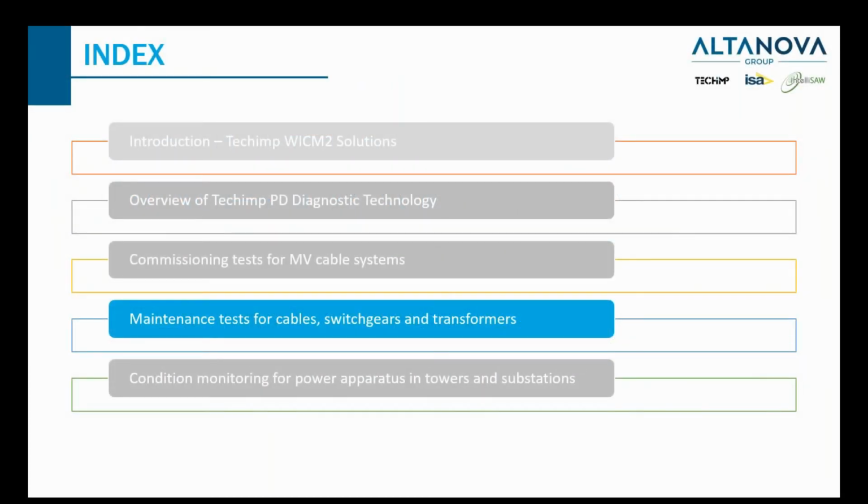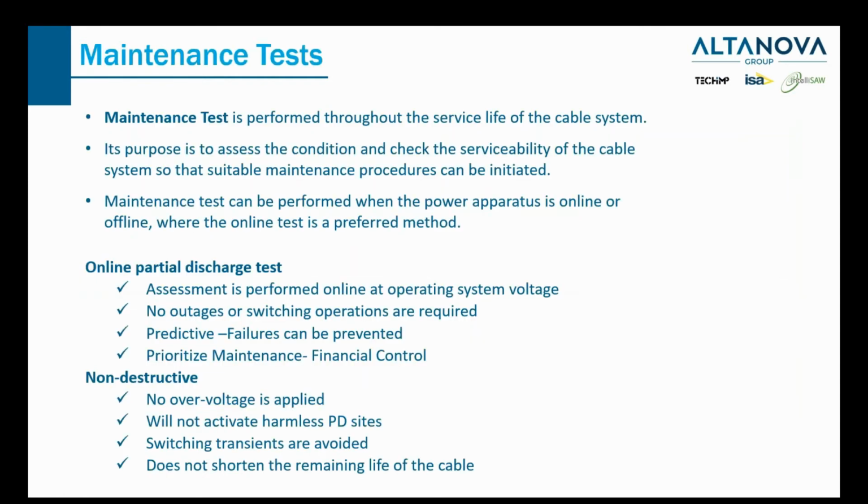So the second part that we're going to talk about is the maintenance test. Maintenance test can be applied for the cables, and it can also apply to the switchgears and the transformers. So in this part, we're not going to talk too much about the equipment. We're going to use the same equipment as we talked about in the commissioning test, but we're going to talk about the sensors that we can use, and we'll have some case studies to explain.